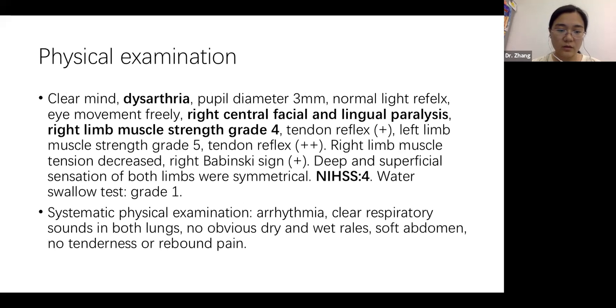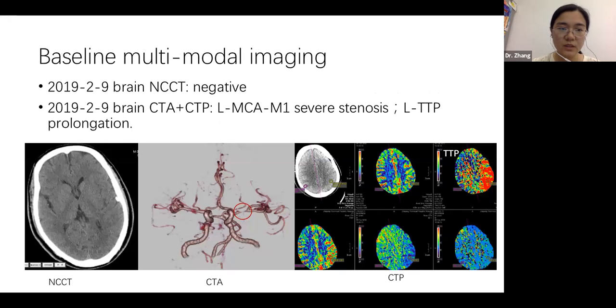And the systematic physical examinations were normal at the time. So let's see the baseline multimodal imaging. That is February 9th, 2019. At the time, the brain non-contrast CT showed negative. There is no obvious hypointensity.